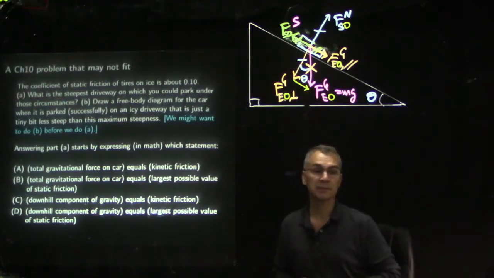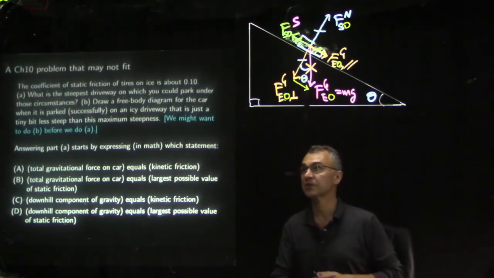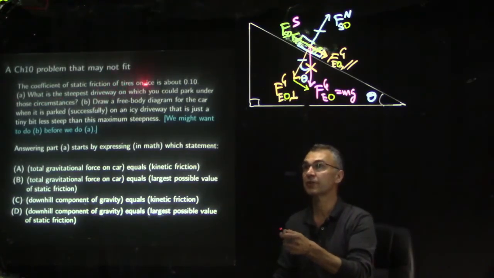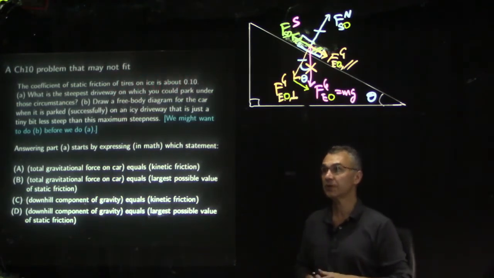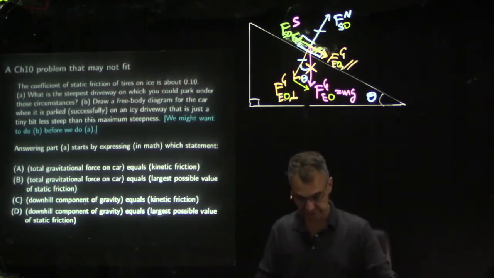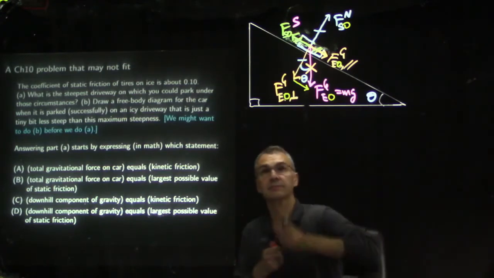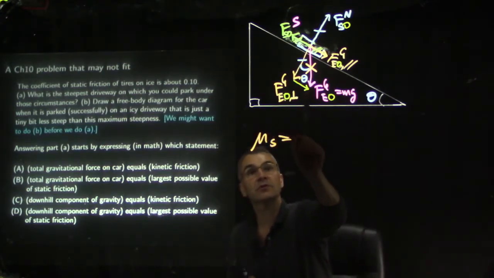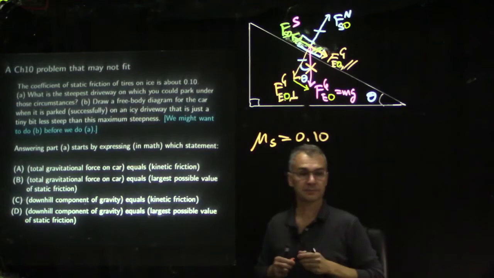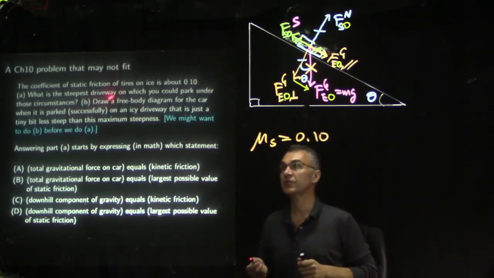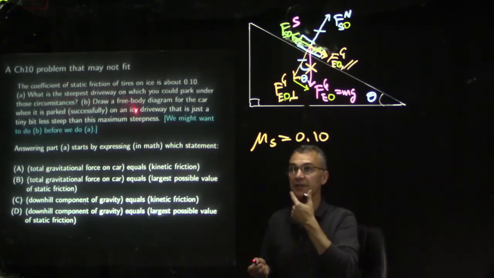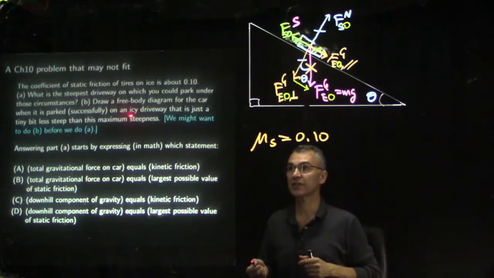Here's a chapter 10 problem that may or may not fit in our worksheets. Coefficient of static friction of tires on ice is about 0.10. Okay, so we have mu static equals 0.10. What is the steepest driveway on which you could park under those circumstances? So maybe you want to answer B first. Draw a free body diagram for the car when it is parked successfully in an icy driveway that is just a tiny bit less steep than this maximum steepness. We might want to do B before A.